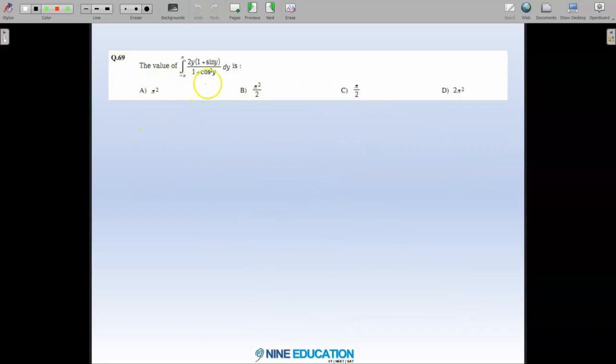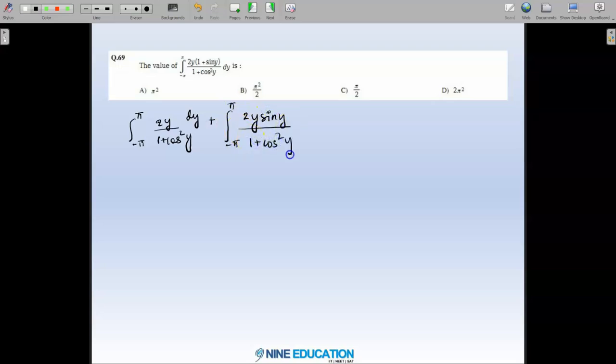Question number 69. The value of integral from minus pi to pi of 2y(1 + sin y) divided by 1 + cos square y dy is. So in this integral we can write this as integral from minus pi to pi of 2y by 1 + cos square y as one separate integral, and then we can say plus integral from minus pi to pi of 2y sin y divided by 1 + cos square y as a separate integral.